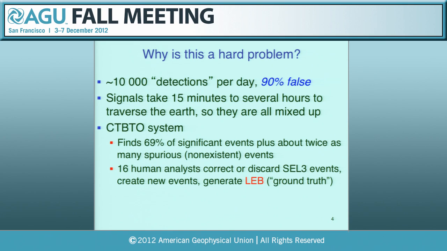And the CTBTO system, which is called the Global Associator and produces an output called CEL3, has been developed over several years and still has some gap between where it is now and where they would like to be. It finds about 69% of the significant events, so that's the recall percentage, and 16 human analysts work on the output of that system along with other tools to add in as many as they can of the events that the automated tool doesn't find. The final output of the human process is called the LEB, that's the ground truth that we use, the late event bulletin.